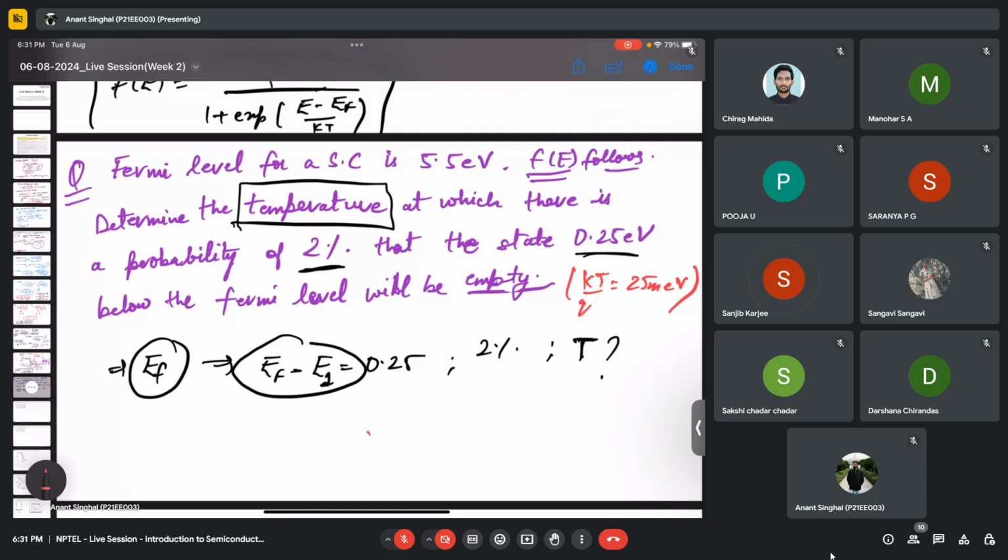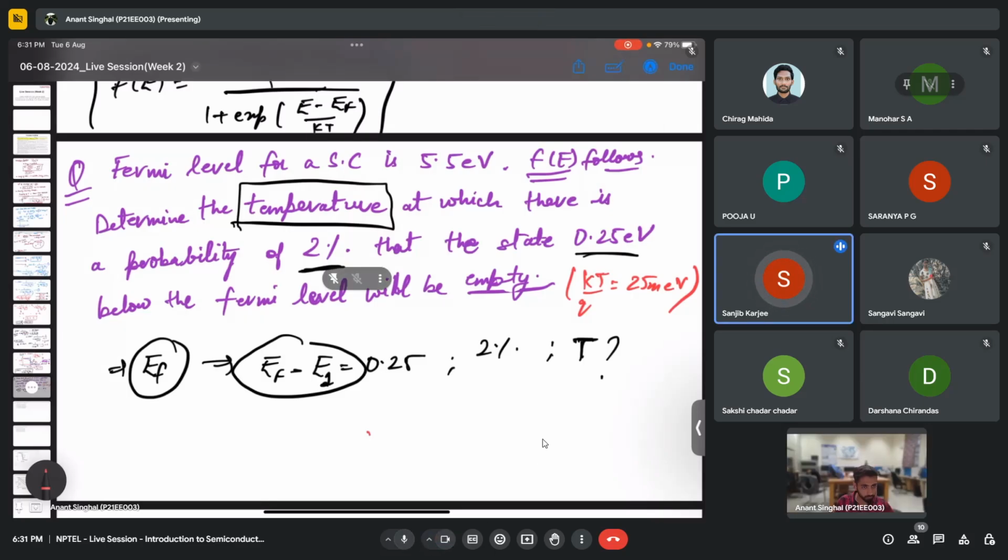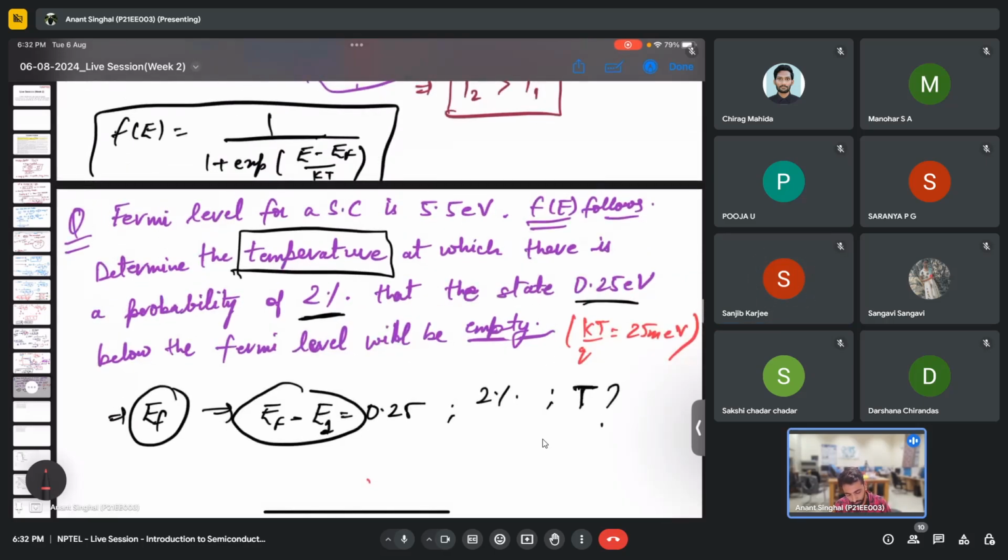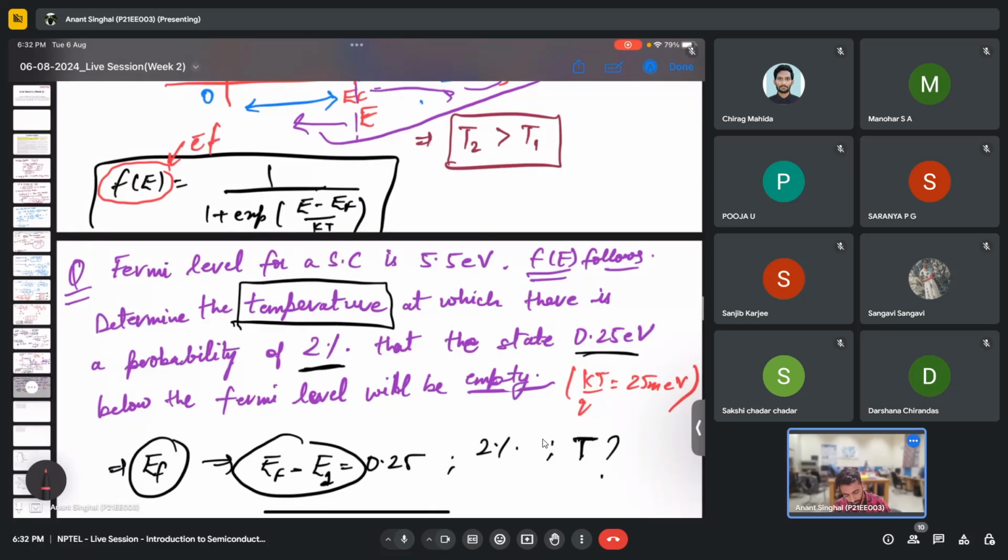Hello, sir. Kindly repeat, sir. Probability of 2%, what exactly is that? Okay. So as I already told you, this particular function tells you the probability of electrons being filled at energy level E, right? I told you somewhere.